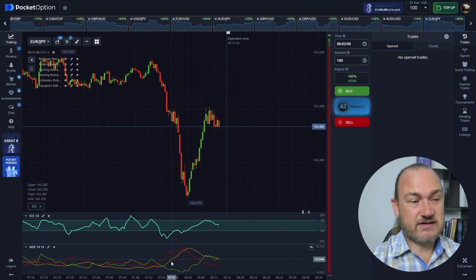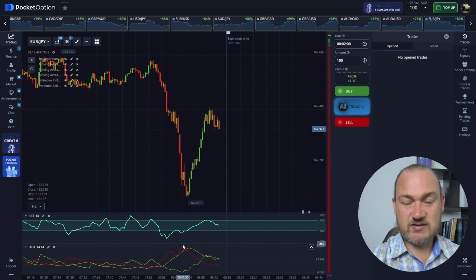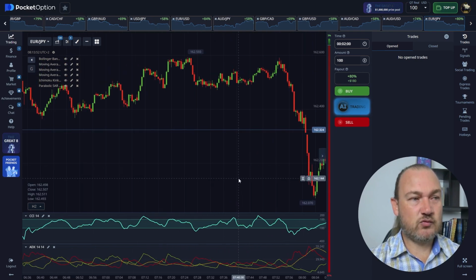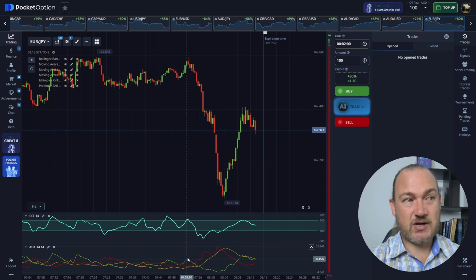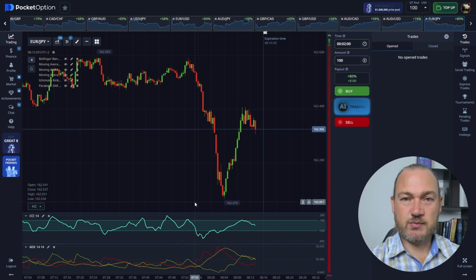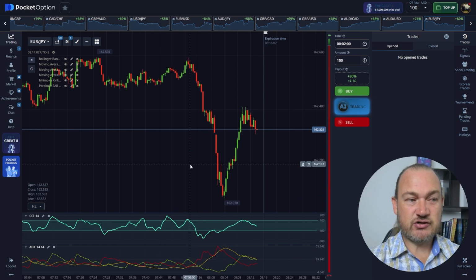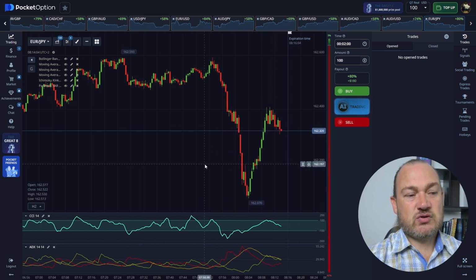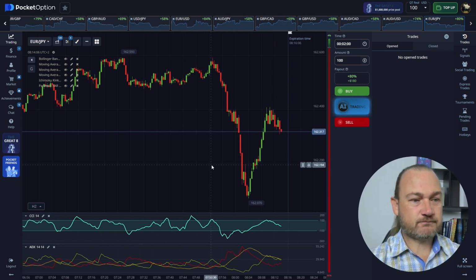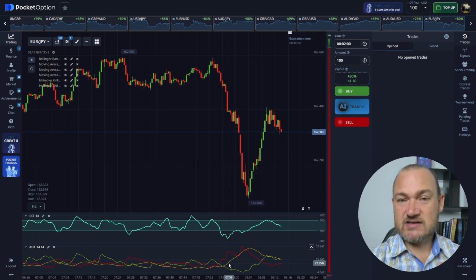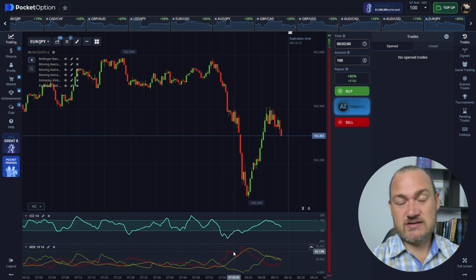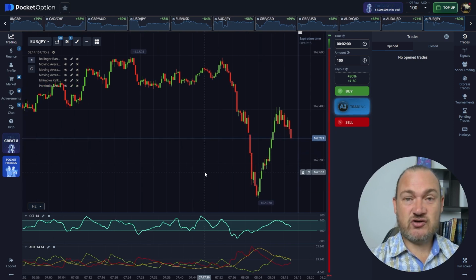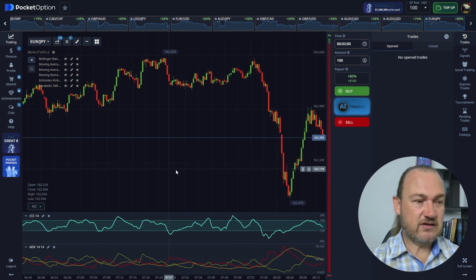But the DI lines, the red one is the DI minus line and the green one is the DI plus line. Now, when price is going down, your DI minus will be dominant. And when price is going up, your DI plus will be dominant. So those show you direction, and it also shows you the rate of change. So the ADX shows you strength of the move, and the DI minus and DI plus shows you direction and rate of change. You can think of it like that.